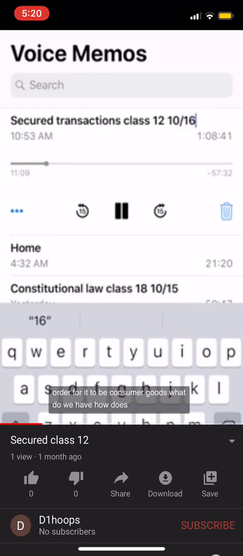In order for it to be consumer goods, what do we have? How does the debtor have to use it? For personal, family, or household purposes, right? She can install it in her house for use by her family. That's cool, right? Then it's consumer goods. Okay, and what else do we need in order for the garage sale exception to apply? BFPV. Sorry?